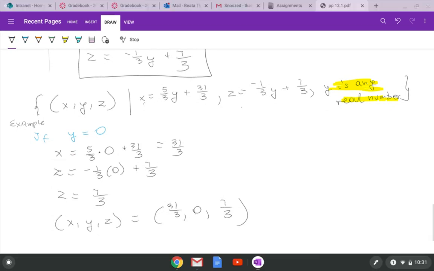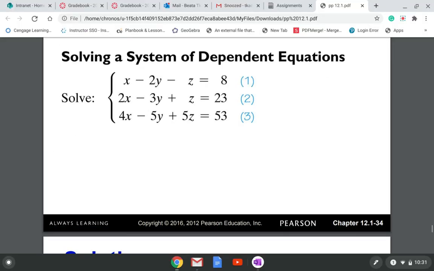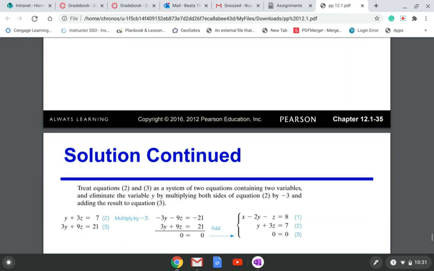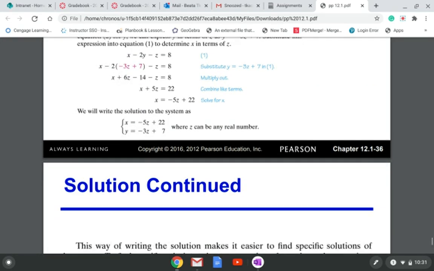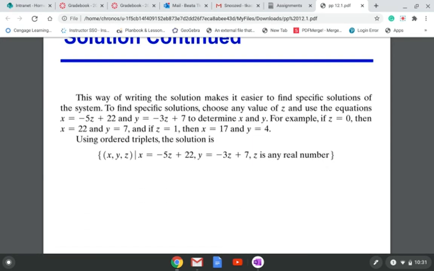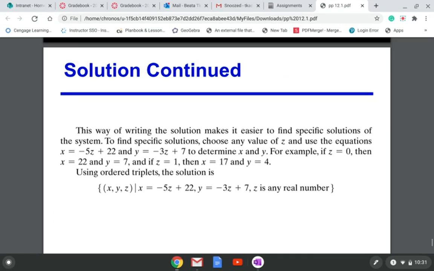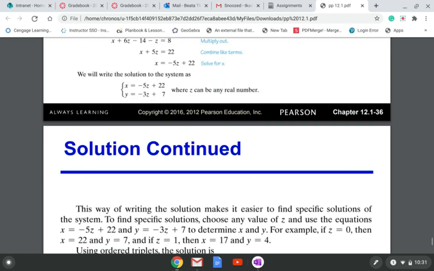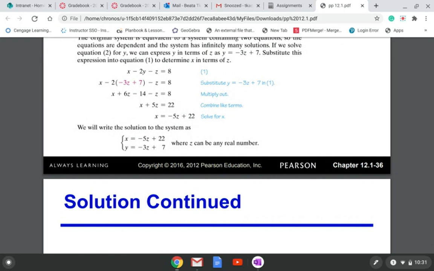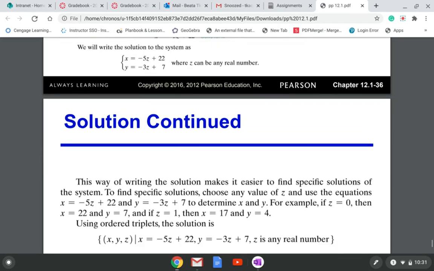Okay, so I will go back to PowerPoint. Here on PowerPoint, you have the same problem, solve it and explain it. Also, the solution continues, and the PowerPoint actually expresses the solution using variable z. So they make z equal any real number, and they express x and y using variable z. And you guys can go ahead and check. You will end up with exactly the same points, infinitely many points. But it shows you how you can express x and y using variable z if you would like to compare.